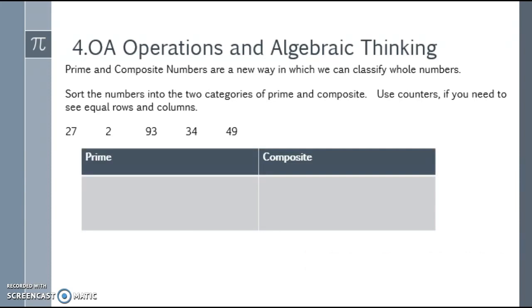Prime and composite numbers are now a new way in which we can classify whole numbers. Sort the numbers into the two categories of prime and composite. Use counters if you need to see equal rows and columns. Take a moment to pause the video and classify the numbers.